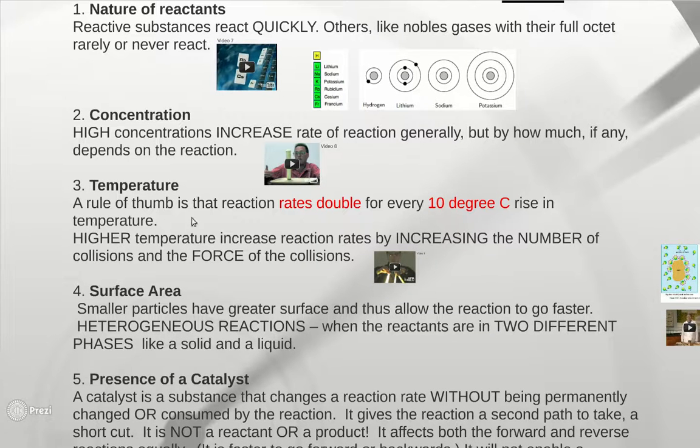Temperature. A rule of thumb is that a reaction rate doubles for every 10 degrees. So if you increase the temperature, you increase the reaction rate. Now why? Because I'm increasing the temperature, I'm giving it more energy, and they're running around faster and hitting each other more quickly. So normally, the higher the temperature, the faster the reaction is going to happen.